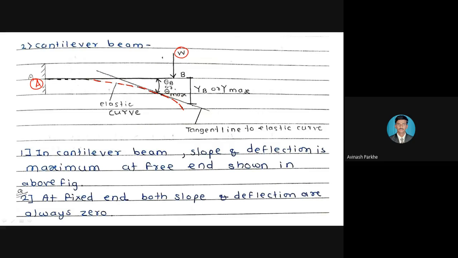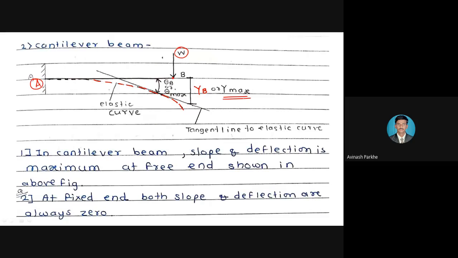So the original axis is perfectly horizontal. Then you will get the deflected axis in the downward direction, and according to this figure, the deflection is maximum at the free end. So the free end point is B. What is the deflection? I have calculated YB. So that YB is also called Ymax. Therefore, in case of a cantilever beam, the deflection is maximum at the free end and deflection is 0 at the fixed point or the fixed end.